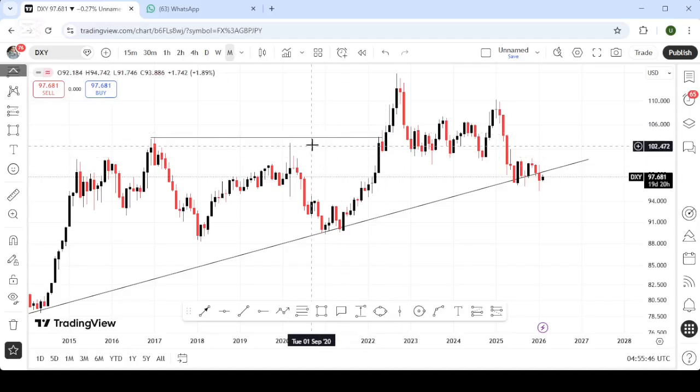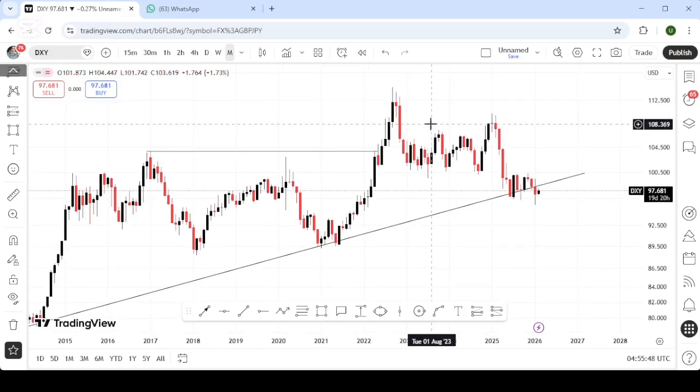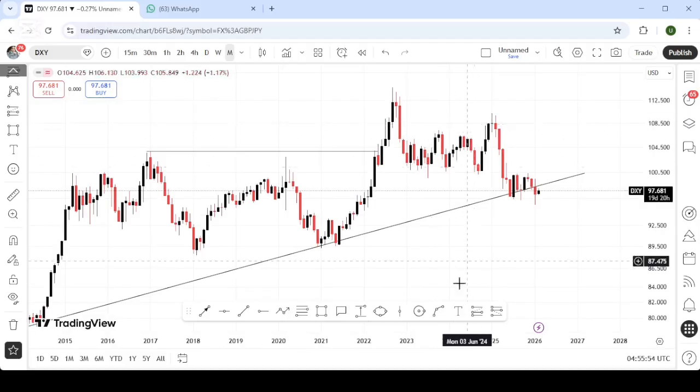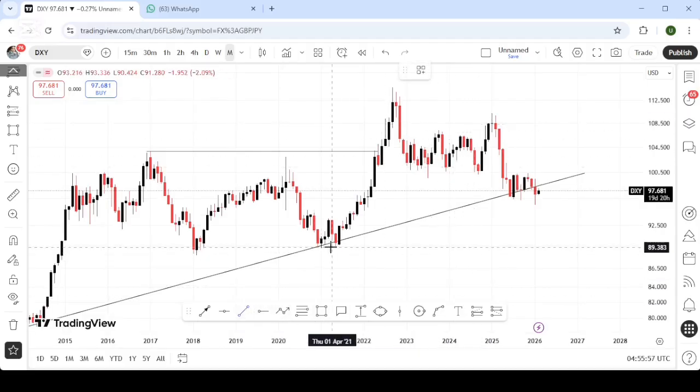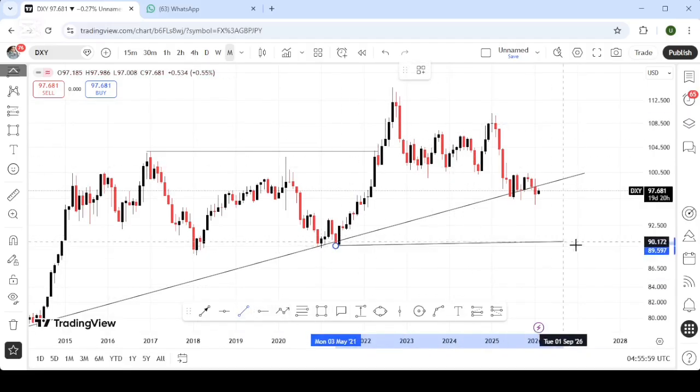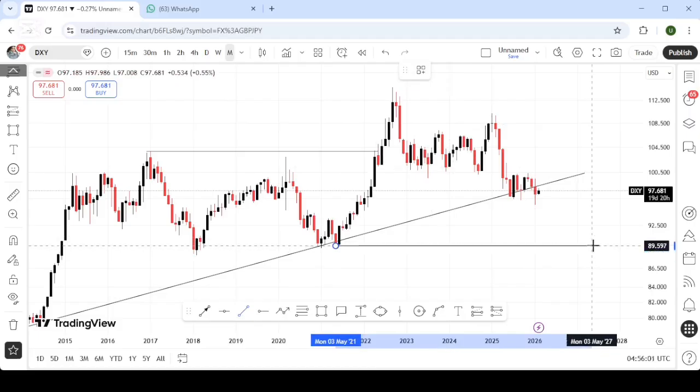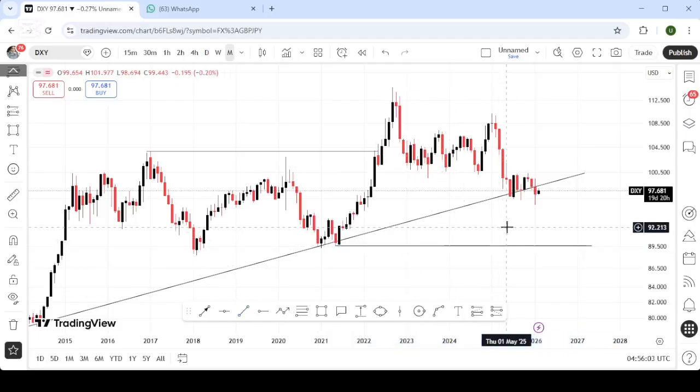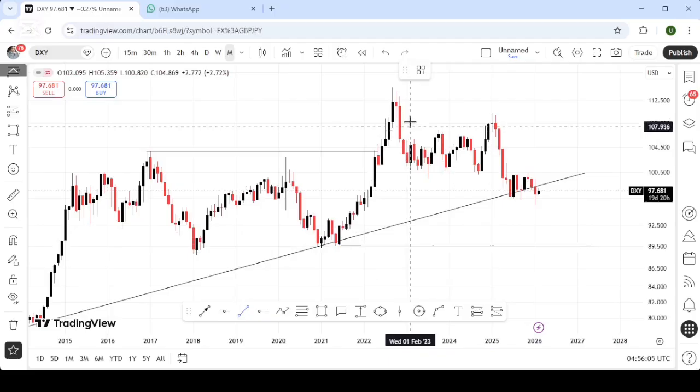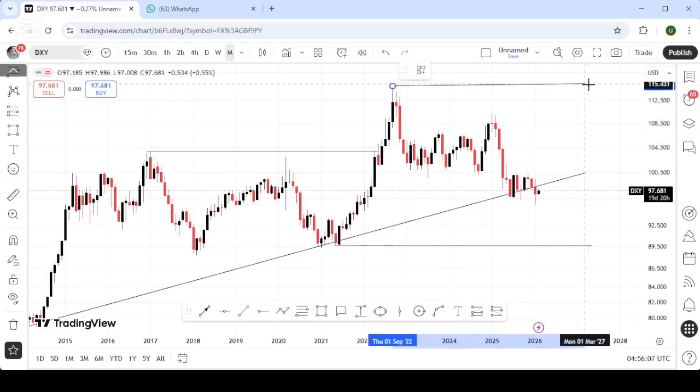So we have seen that price has taken out this high. The next thing is to identify the lowest point where the move started and the highest point where the move also ended. You can see this is the lowest point, this is where it started, and also look at where the highest point ended. You can see the highest point ended here.